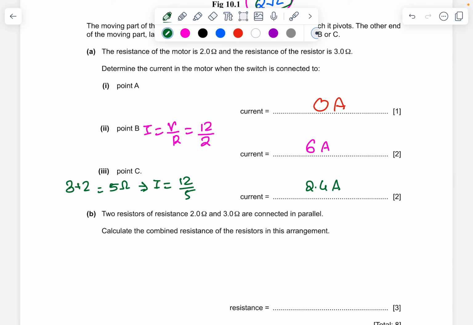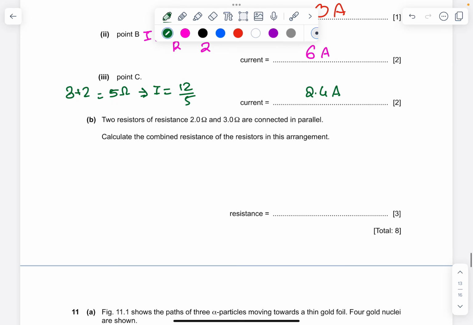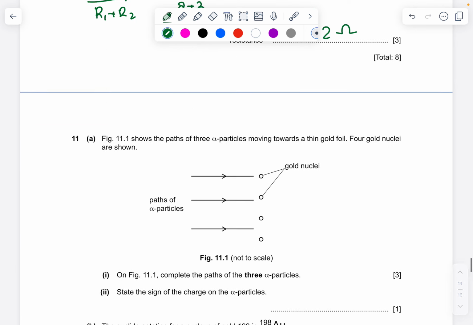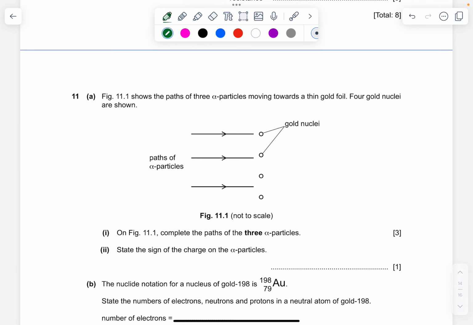Two resistors of resistance 2 ohms and 3 ohms are connected in parallel. Calculate the combined resistance. So the combined resistance will be R1 R2 divided by R1 plus R2. So 2 times 3 divided by 2 plus 3, which is going to be 1.2 ohms. Next, question number 11.